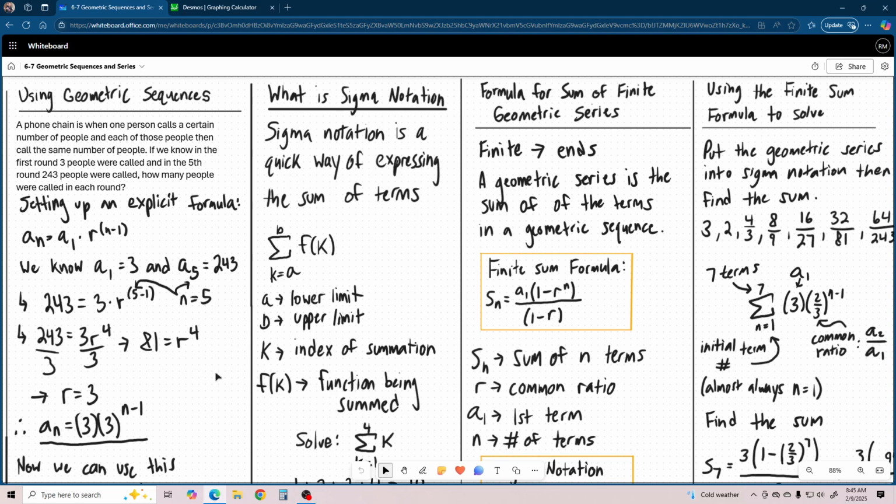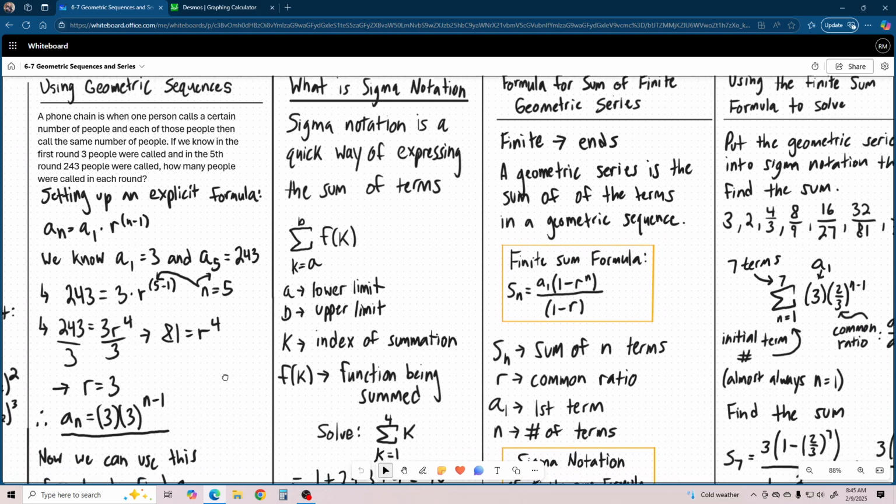Okay. Well, let's take a look. First thing we're going to do is set up our explicit formula. I rewrote that out here: a sub n equals a sub 1 times r to the power of n minus 1. Now, we know that in the first round 3 people were called, so we know that a sub 1 is 3, and we know in the fifth round 243 people were called. So we know a sub 5 is 243. These are the things that we know.